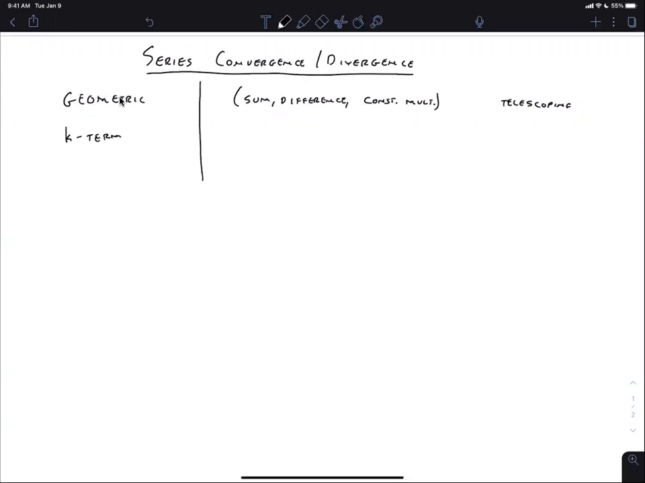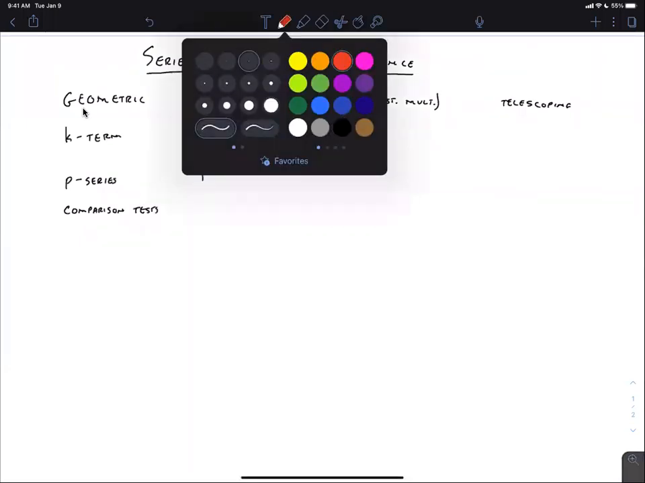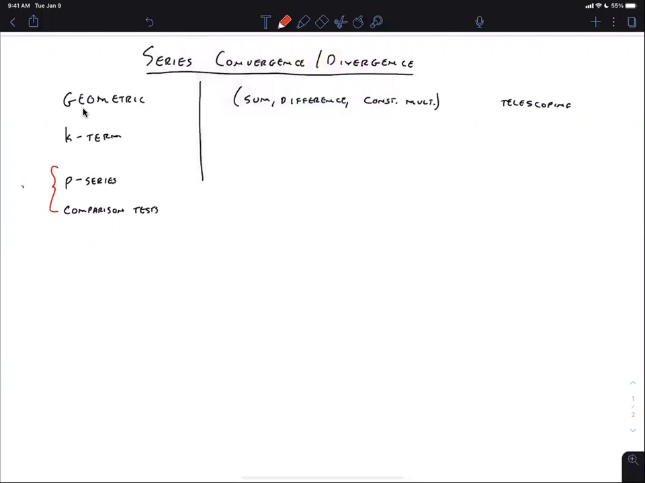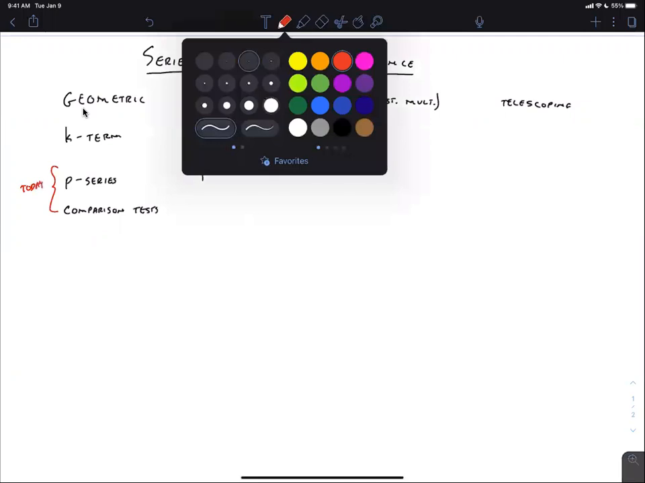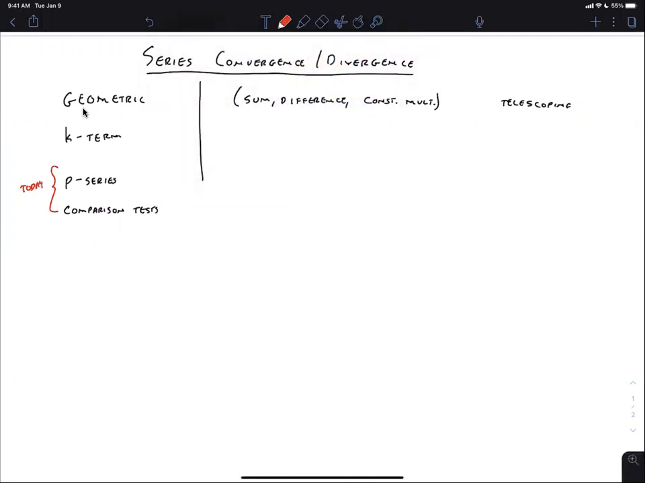The stuff on the left, those are the primary things we're going to be dealing with, and then we're going to add to that. So today we're going to start talking about what's called p-series. And then we're going to be talking about the comparison tests. Okay, and that's going to be the topic for today and Tuesday.